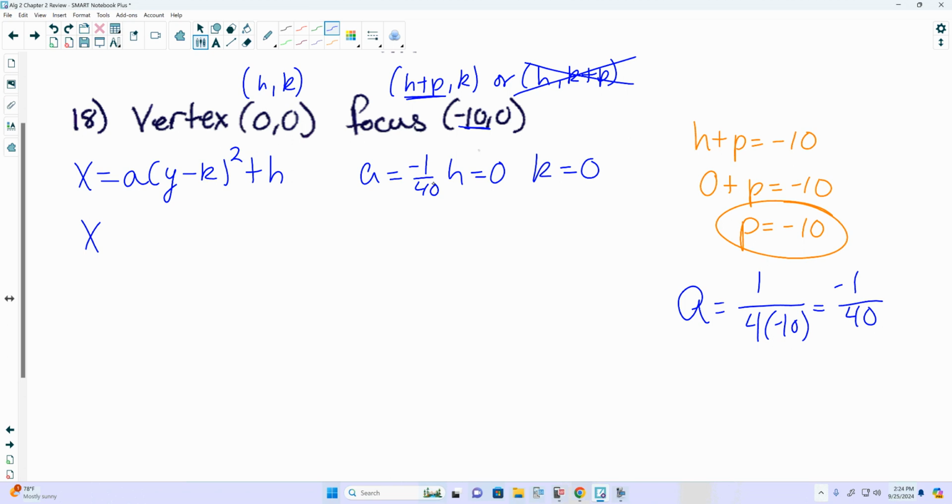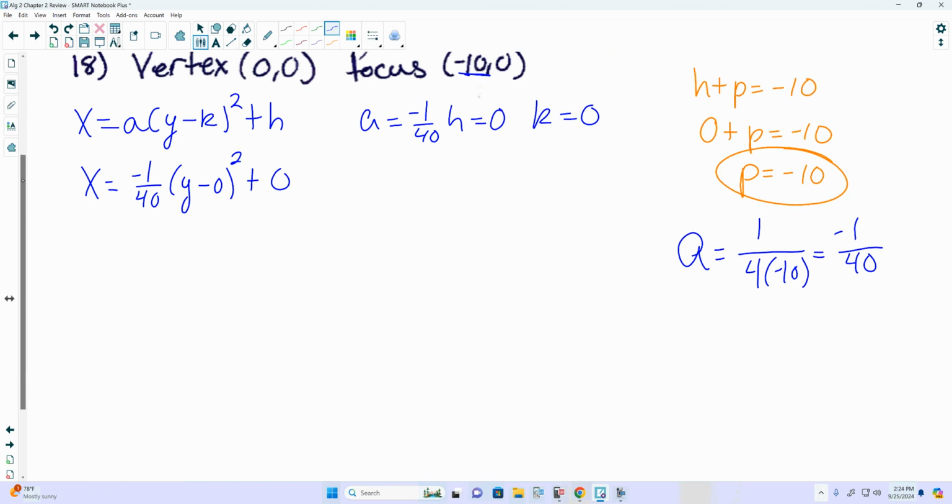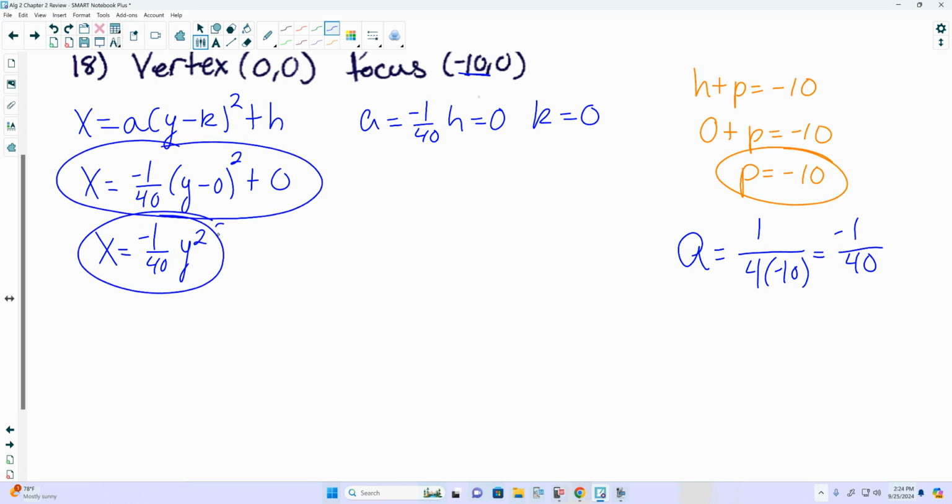All right, now at this point we plug all this back into the formula. x equals -1 over 40 times (y minus 0) squared plus 0. Both of them are the right answer. One of them's a little bit simpler. One of them's a little bit condensed. Questions on this so far?